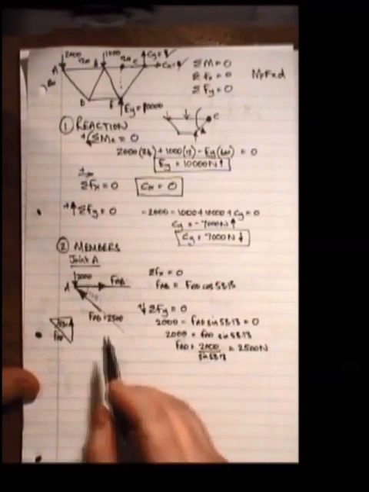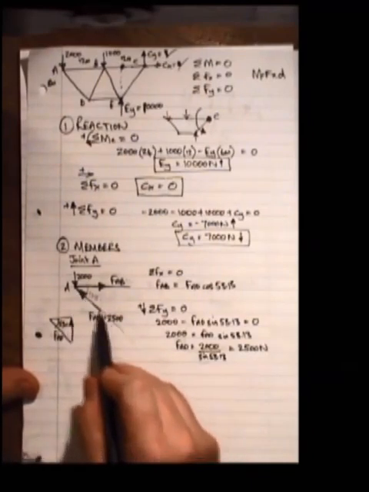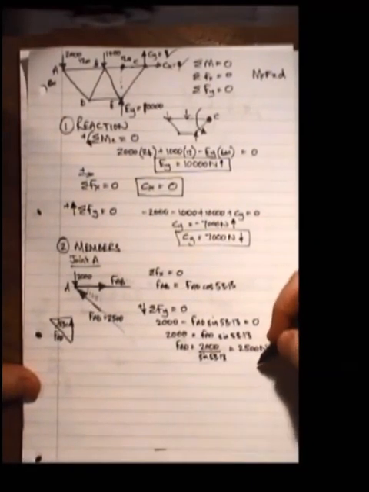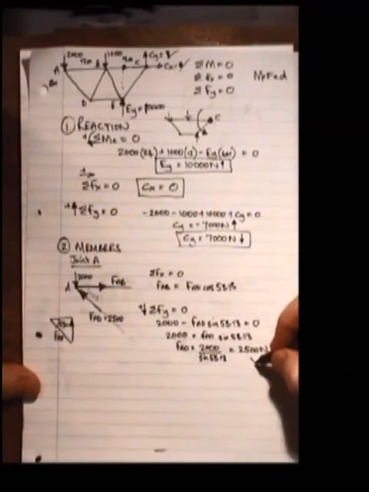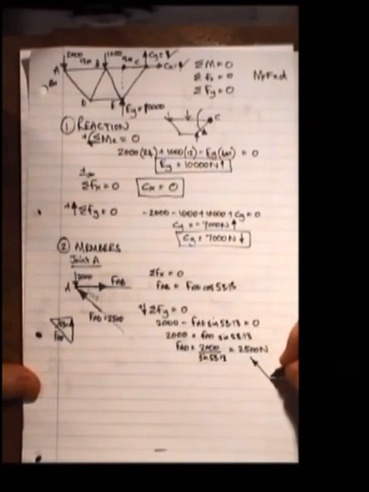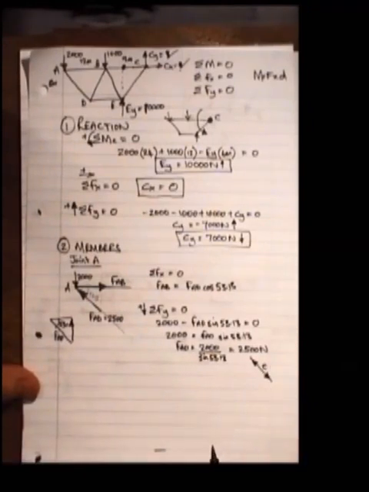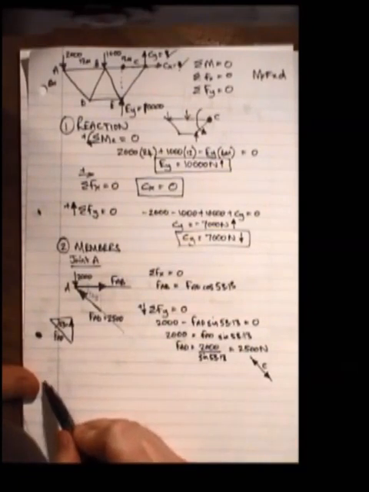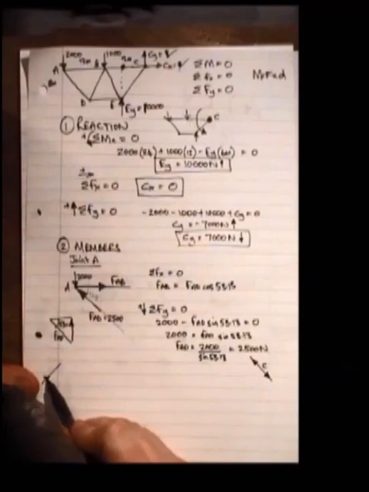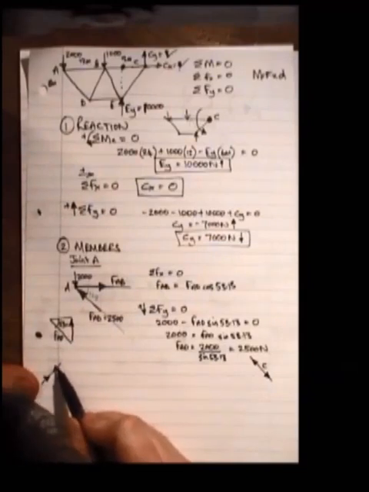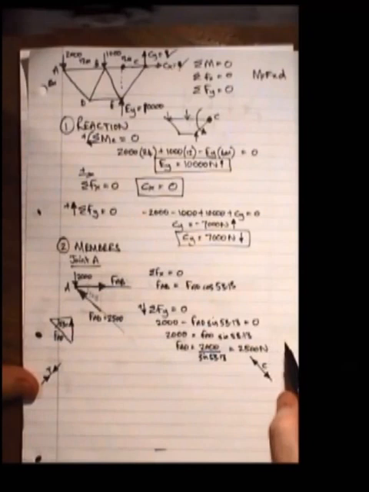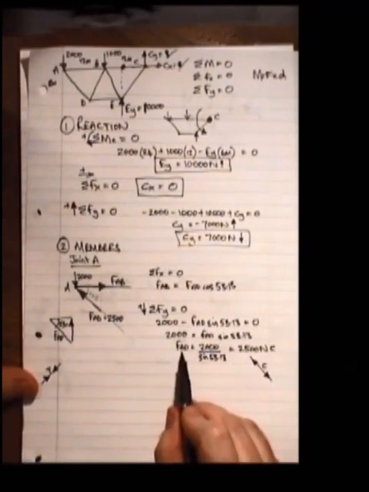And what you'll find out is that when you come to draw your arrows, FAD here, when you have your arrows pointing outwards, they're in compression, and when you have your arrows pointing inwards, you'll find that your members are in tension. So we'll put a C after FAD.